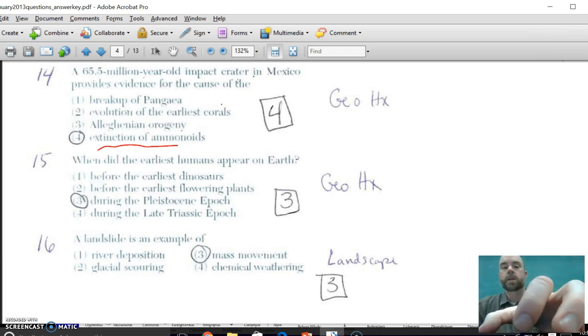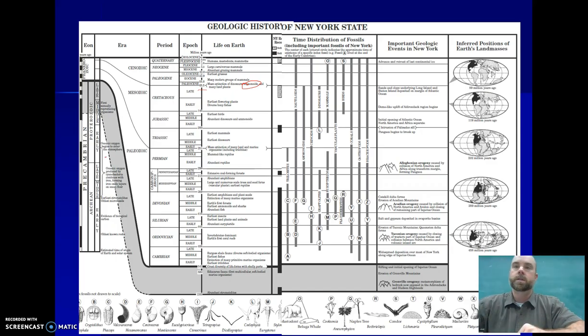If we go to the ESRT, we could see over here that humans are here. And this is the Pleistocene. Piece of cake.